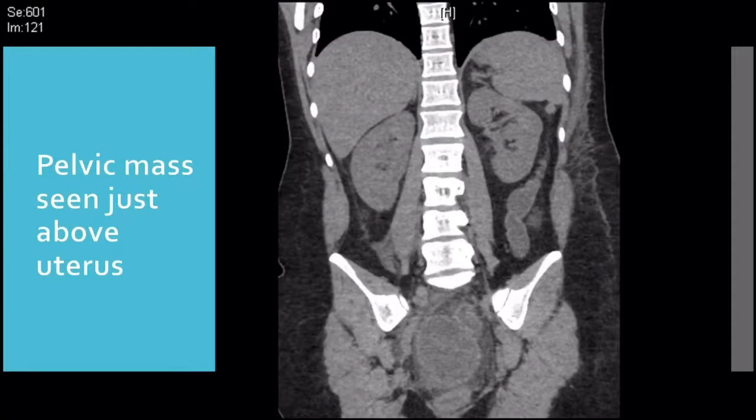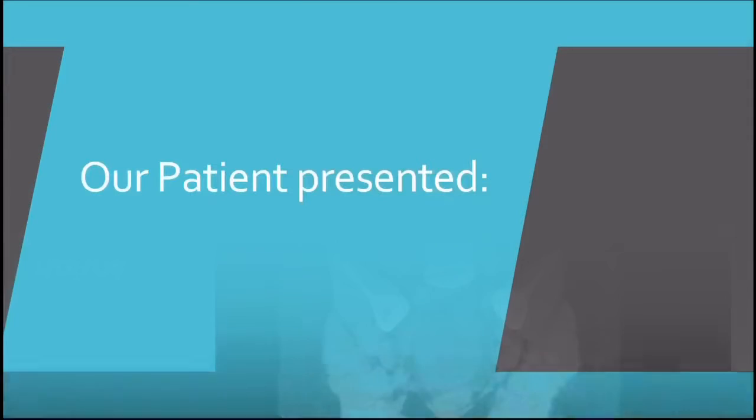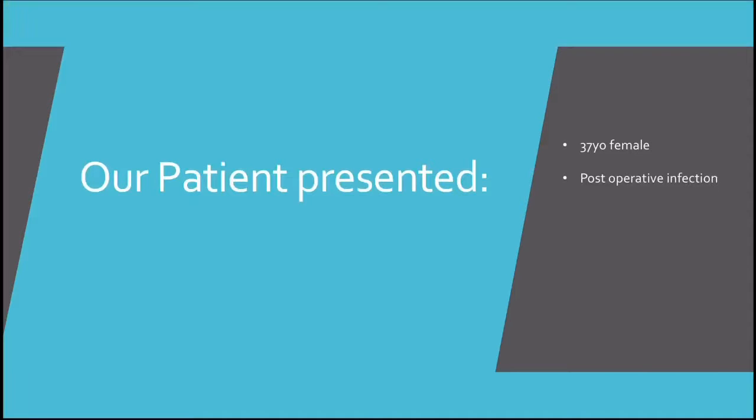Here you can see the pelvic mass just above the uterus on this image. You can see how it pushes the uterus over too. Now, all of this happened before we even saw the patient. So now at this point, the patient shows up to us and we have reviewed all the history I just went over. So for us, she presented as a 37-year-old female with a post-operative infection, a complex fluid collection in her pelvis, a fever, and abdominal pain.